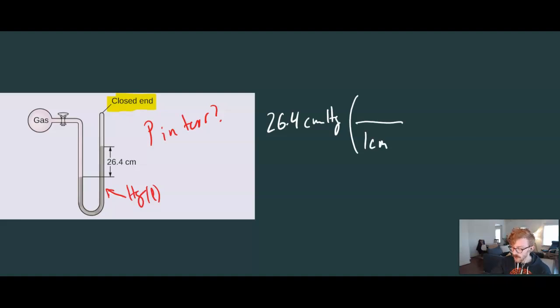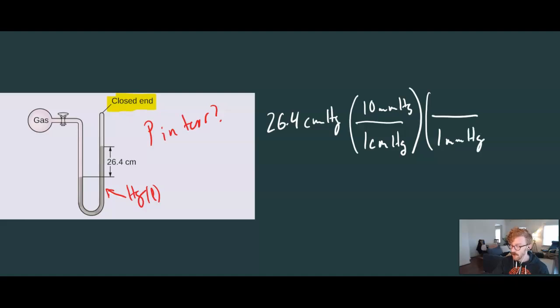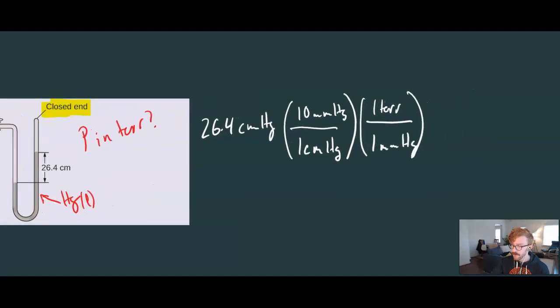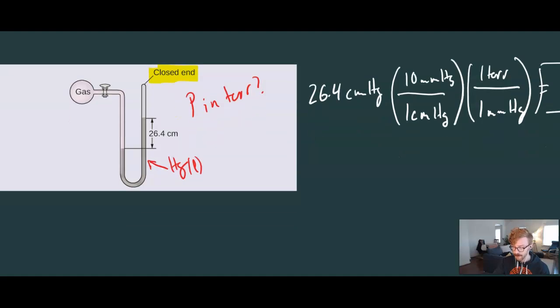So what we can do is actually say, okay, well, if it's a centimeter of mercury, that's just the length unit. We can actually convert the length unit from 1 centimeter to 10 millimeters of mercury. It's that straightforward. And now that we're in millimeters of mercury, that is a common pressure unit. So now we can use a conversion factor here, 1 millimeter of mercury is equal to 1 torr. And so really this is 26.4 times 10, so it's 264 torr for our gas pressure there.